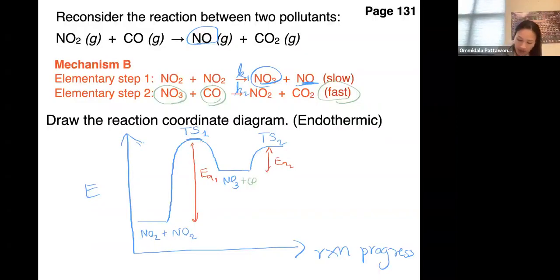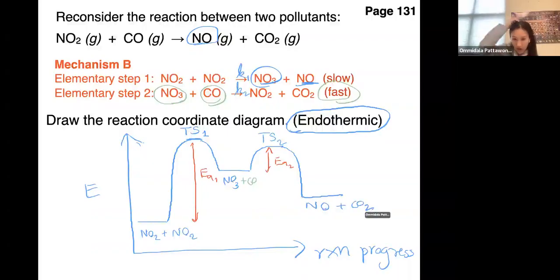So note that the reaction coordinate diagram that we need to draw is going to be of the endothermic process. Therefore, in this case, because of the endothermic process, your final answer, which is the product of NO plus CO2, would need to be higher than the reactant, right? So the energy here has to be higher, because this tells you the enthalpy change is positive, which indicates it is endothermic.